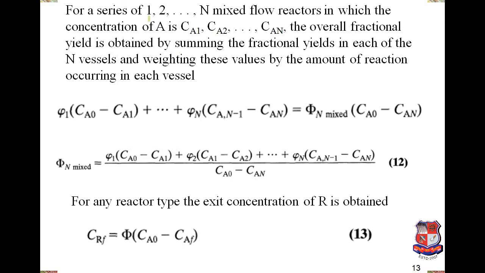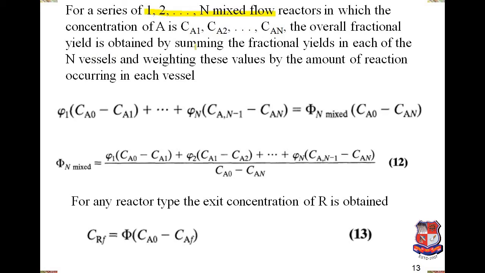So now we can have it if there are n such mixed flow reactors. When there are multiple reactors, then n such mixed flow reactors in which the concentration of A is given by Ca1, Ca2, up to Can.